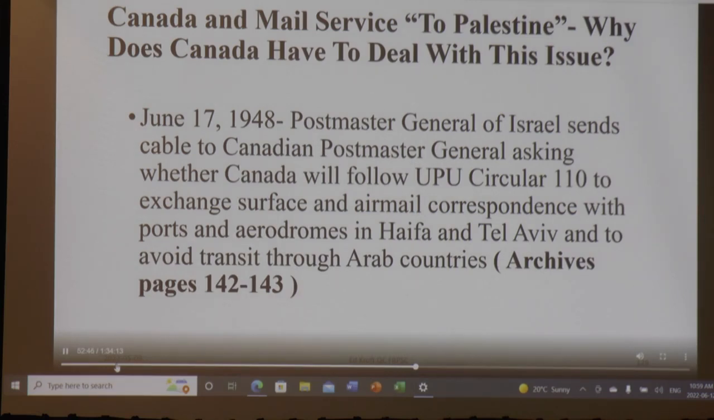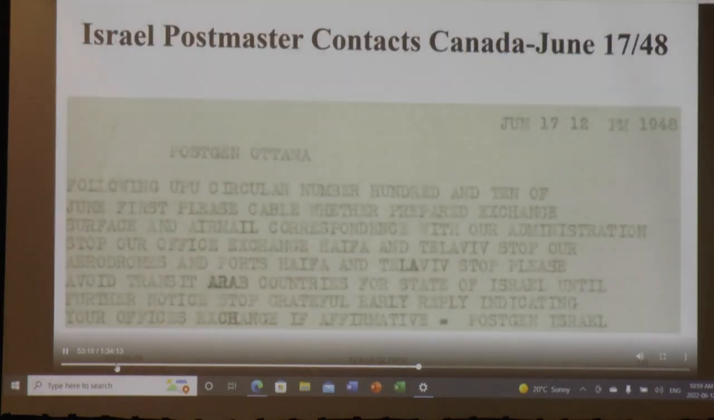But then the next day, on June the 17th, 1948, it becomes even more interesting in the archival material, because the Postmaster General of Israel sends a cable to the Canadian Postmaster General, saying, are you going to follow the UPU Circular 110, which talked about the new state of Israel? And are you going to recognize airmail service and surface mail from Haifa and Tel Aviv? And by the way, avoid transit through Arab countries. And here is a picture of the cable that was sent to the Postmaster General in Ottawa from the Postmaster General in Israel, asking for recognition of postal service.